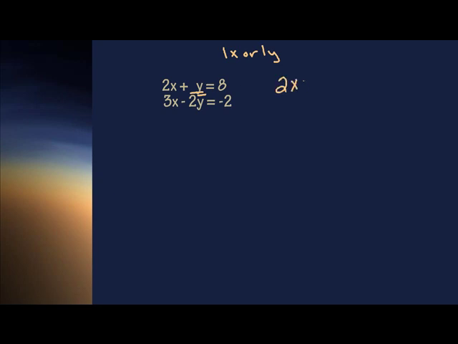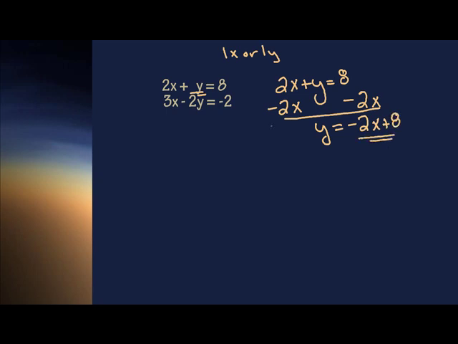So I'm going to write 2x plus y equals 8. Now I want to get y by itself because that's what I'm going to substitute back in. But we're going to keep working at it here. I'm going to subtract 2x from both sides of the equal sign. So y equals negative 2x plus 8.